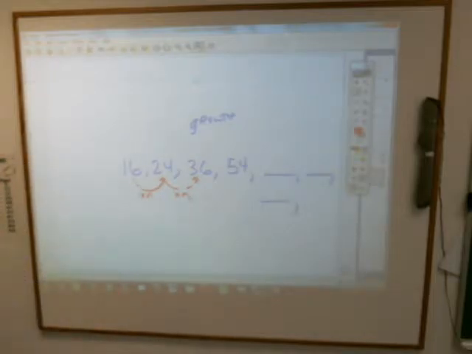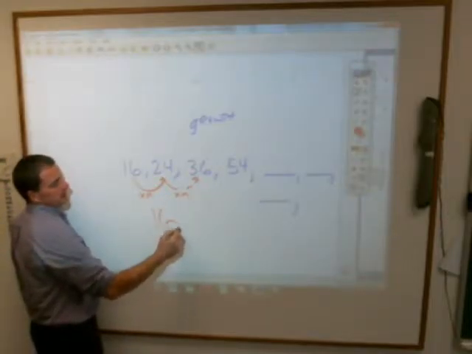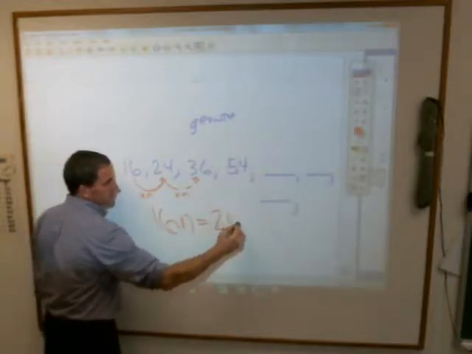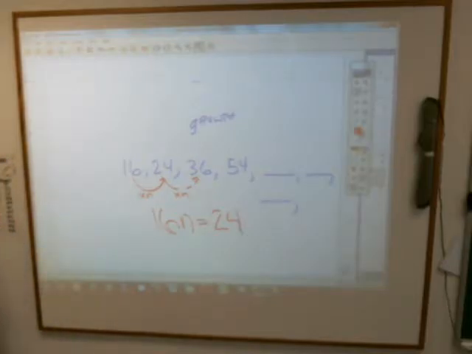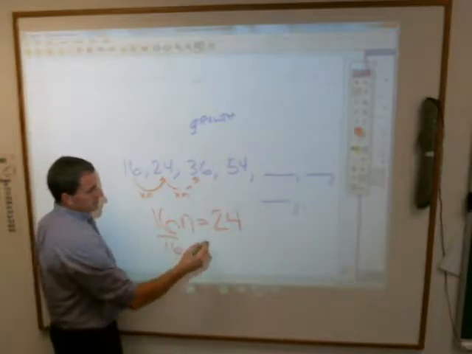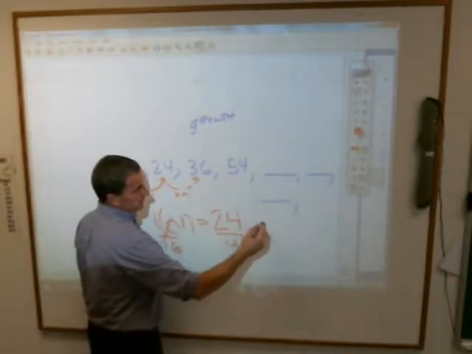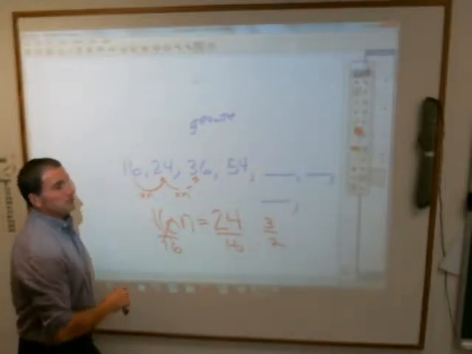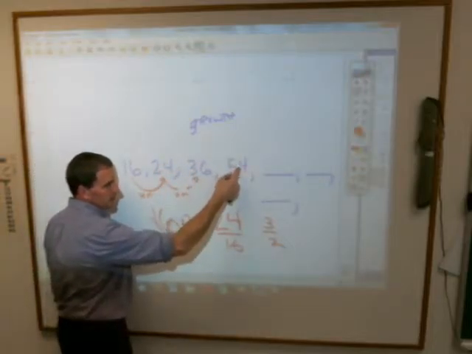How would I find out 16 times what number is 24? David, yes, you would write an equation. I just said it. 16 times what number is 24? How would I find out what the letter N is? Divide by 16, divide by 16. Reduce that lovely fraction, it is what? 3/2. If you take 3/2 times the term in front of it, you're going to get the next term.